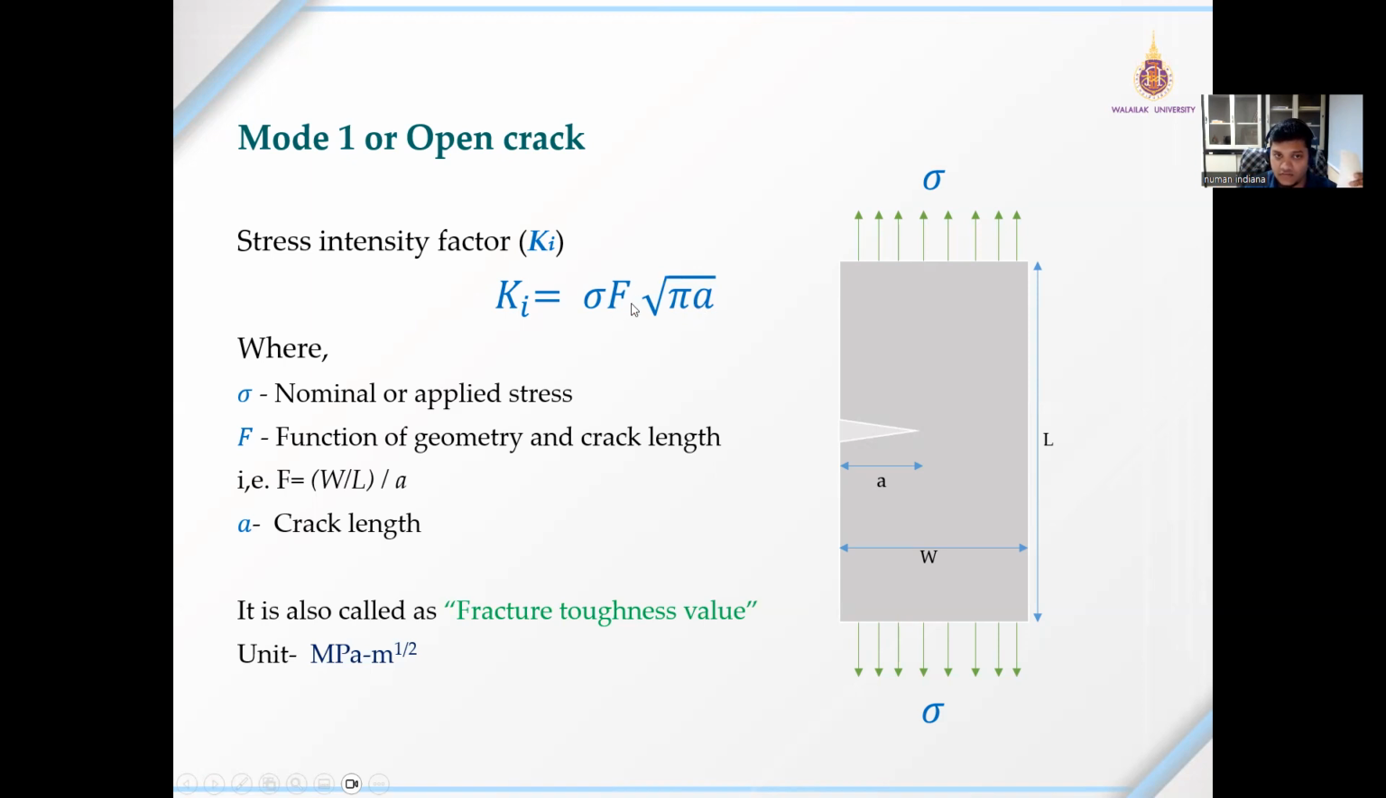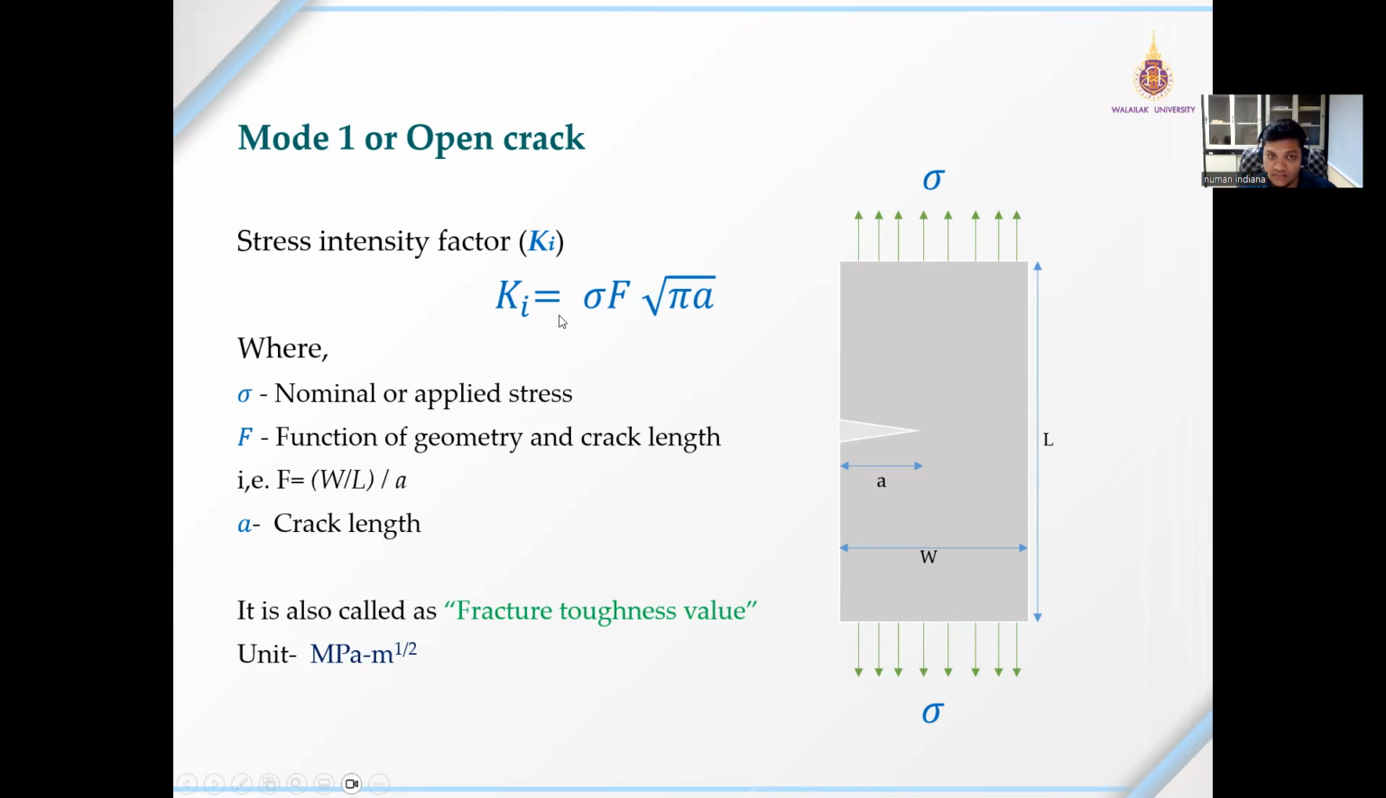F is the function of geometry and the crack length. That means the width by the length ratio divided by how much crack appeared here. So F we can calculate by that. And it is also called the fracture toughness value. This formula, the stress intensity factor, is also called the fracture toughness value.